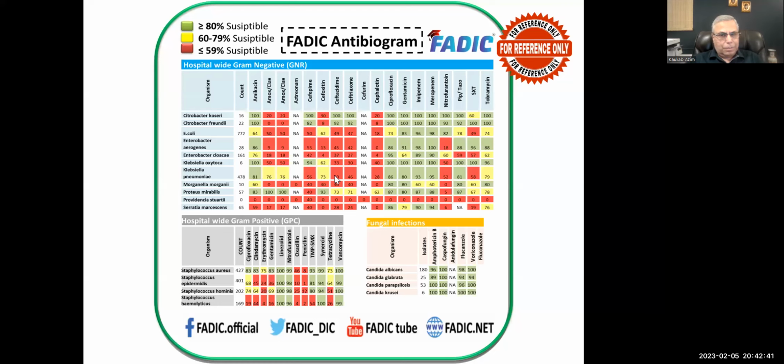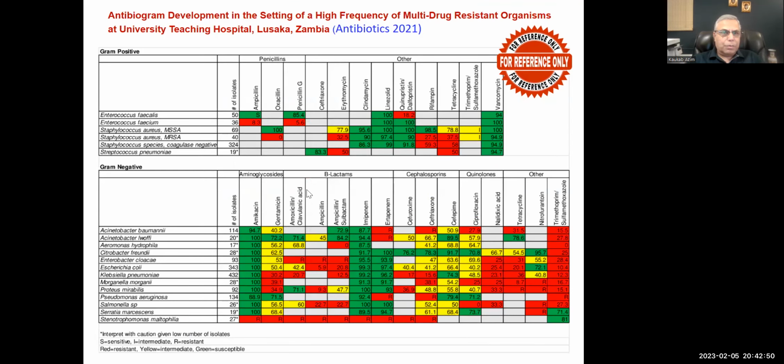So this is good for guidance, and every hospital has got an antibiogram like this one that could help you choose the antibiotic. Here's another one. This is from Lusaka, Zambia. And over here you see trimethoprim-sulfamethoxazole. Almost all organisms are resistant to this one, right? Imipenem is good. Amikacin is very good. Ertapenem is also good, right? So this can help us decide which antibiotic to choose for this therapy.